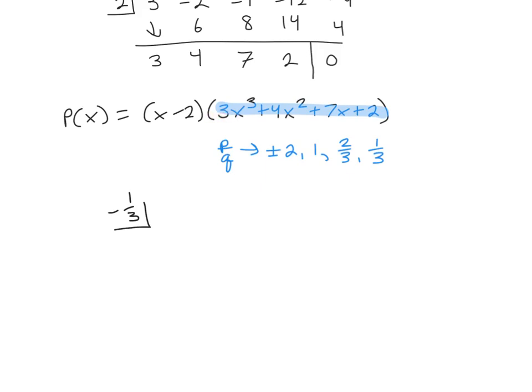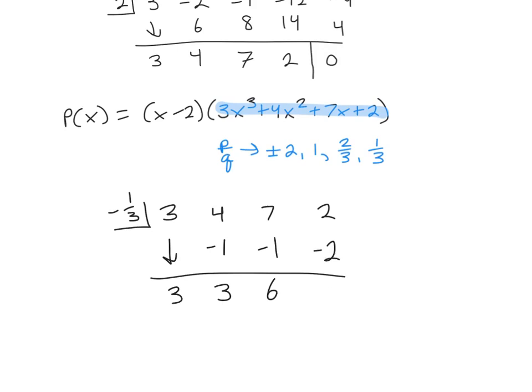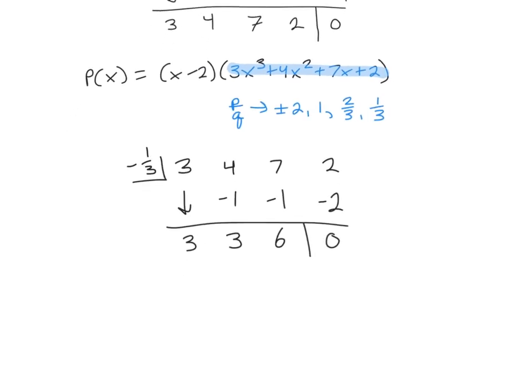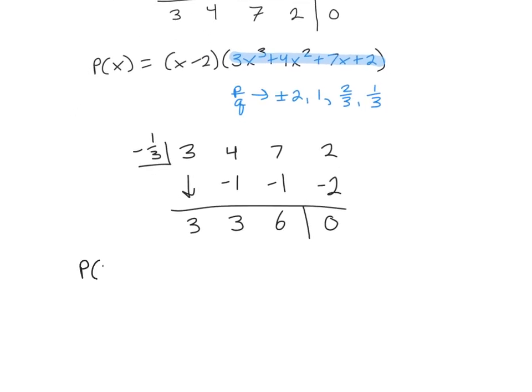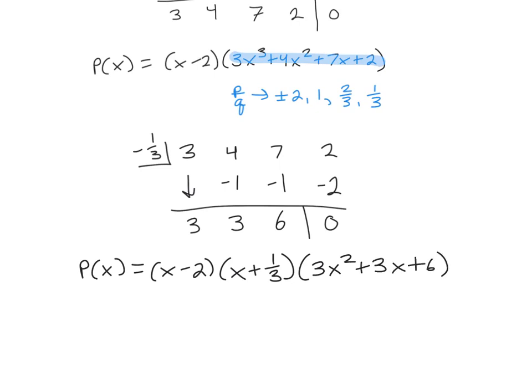So don't be afraid to try the fractions. I'm going to list out my coefficients and see if I get a remainder of 0. Okay, so 3, and then this gives me negative 1, and then I add 3, and then negative 1, 6, and then I have negative 2, 0. So I see that it worked. So I have p of x equals, so I had the factor x minus 2. Now I have the factor x plus 1/3, and my remaining polynomial would be 3x squared plus 3x plus 6.